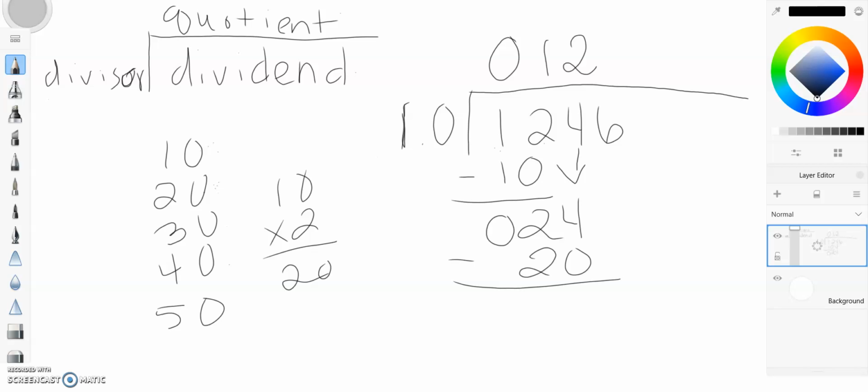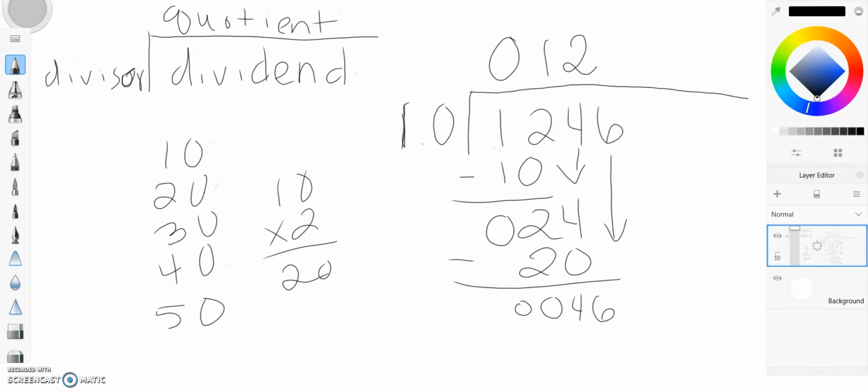So 4 minus 0 is 4. 2 minus 2 is 0, and then we still have that 0. So now we have 4. We can't put 10 into 4, so we bring down this 6 right next to our 4. So now it's 46.